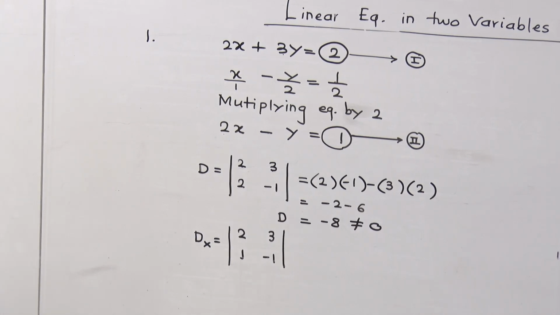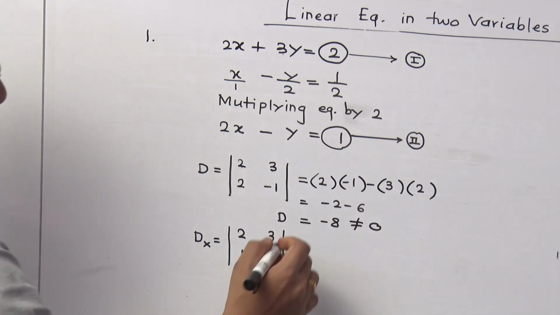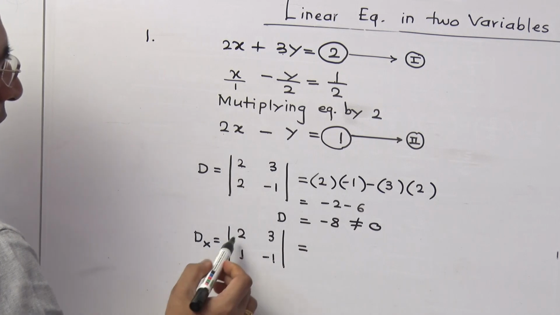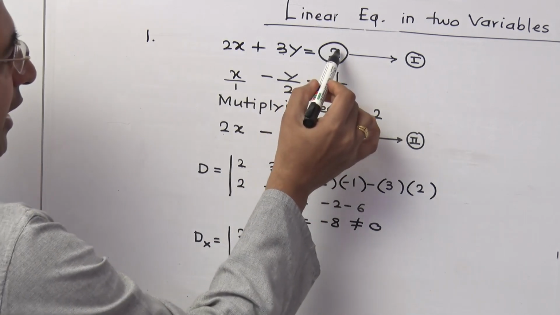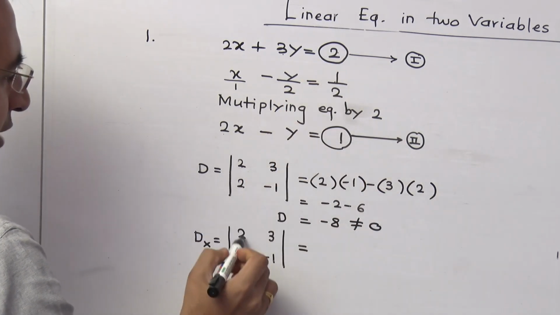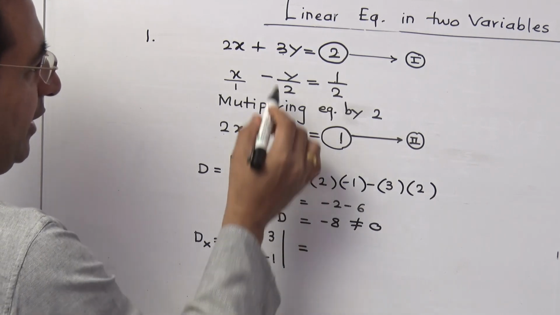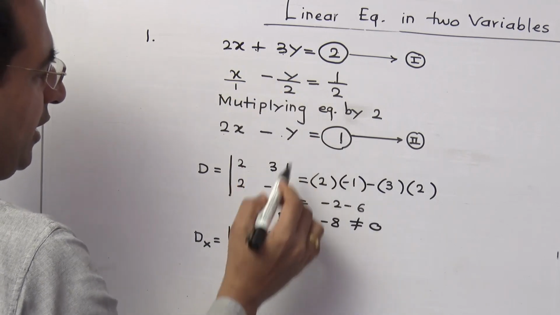Is it clear to you? Are you getting it like this? Then what you have to do? Again, I repeat, for dx we write the answers here, that is 2 and 1, and the y column will be written as it is, that is 3, and this we are getting as -1.